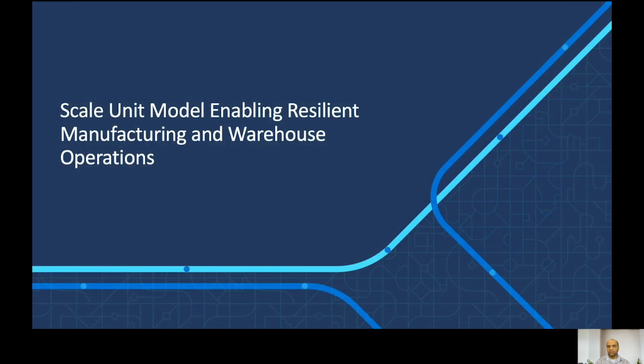The next one that I wanted to talk about continues on the resiliency piece, in terms of ensuring resiliency around manufacturing and warehouse operations. We're extending the standard Dynamics 365 supply chain manufacturing and warehouse operations capability to provide a distributed model whereby you can run your manufacturing and warehouse operations in isolation, independent of your back office supply chain solution, wherever they may be running.